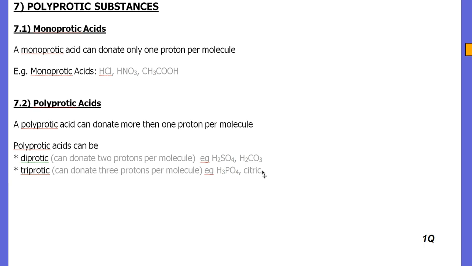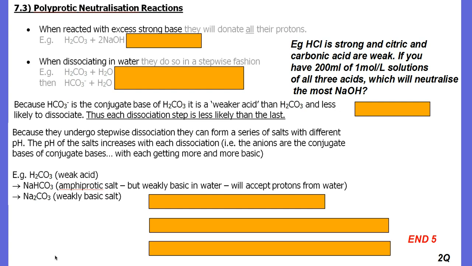We know it's weak. We know when we put it with water, it rarely donates 1, let alone 2, and rarely ever 3. But when you put it with a strong base, that strong base might force it to donate all 3 protons, and that's what we're going to look at right now. Polyprotic neutralization reactions. If you've got a diprotic acid or a triprotic acid, and you add it to a strong base, that strong base, being a strong base, really wants protons. It'll force this carbonic acid to give away all its protons, even though it doesn't really usually want to in water. Sodium hydroxide is not water.